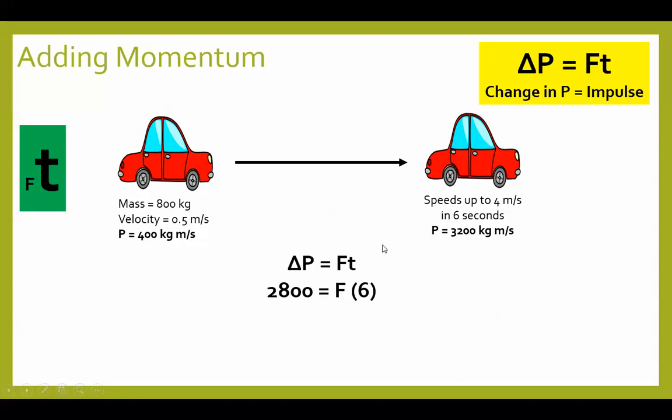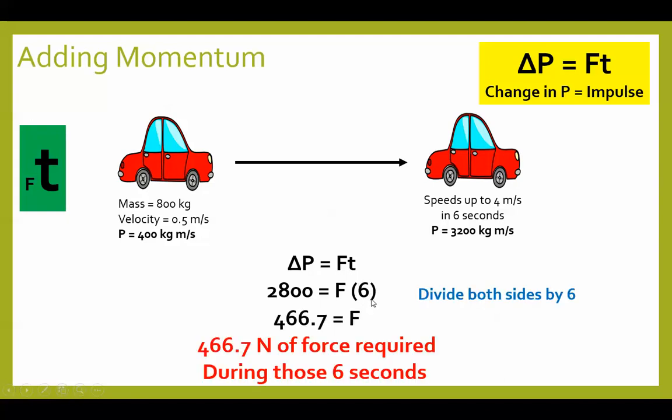It's the same change in momentum, but this time we're going to do it in 6 seconds, not a second and a half. Divide both sides by 6, and my car has to push much less. Instead of that giant number from before, my car only has to push around 470 newtons, but I can get up to the same speed. It just takes me a while longer. It's going to take me 6 seconds of pushing instead of a second and a half of pushing.